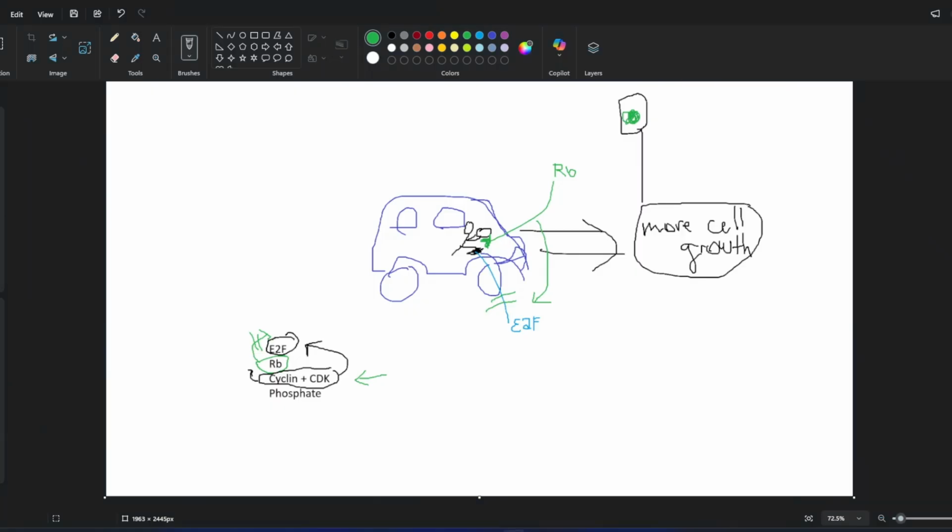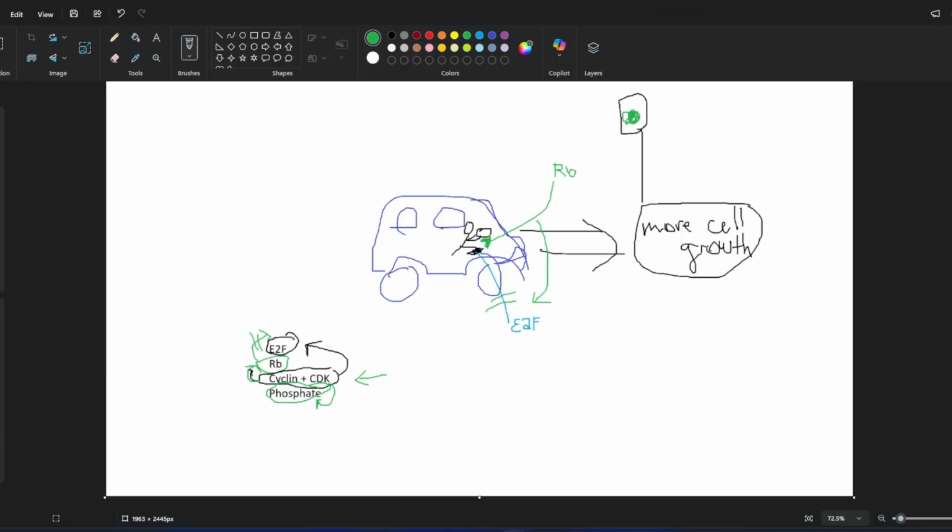Now, CDK tags RB. The cyclin CDK sticks a phosphate onto RB. So they take the sticky note. Remember we said that phosphate was like a sticky note. So these two players are going to take phosphate and stick it onto RB. Okay, now they have stuck the phosphate onto RB. When RB gets tagged with the phosphate, right? So we stuck the phosphate, right?